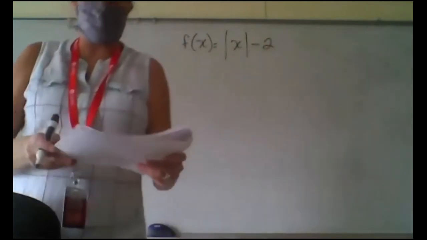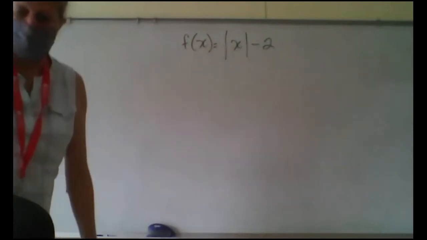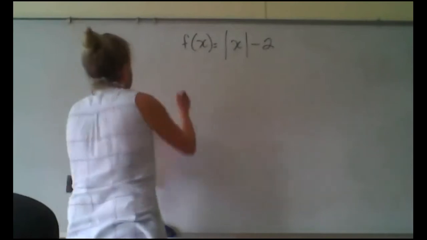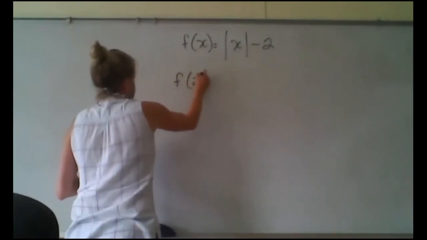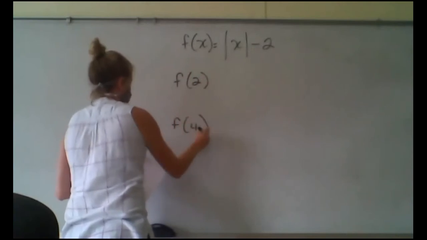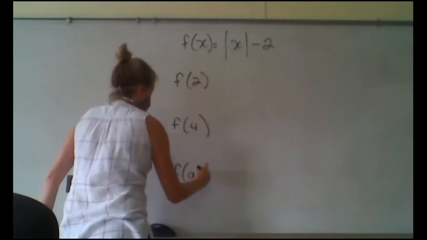The absolute value of x minus 2. So we're finding three things. We're finding f of 2, we're finding f of 4, and we're finding f of a plus 2.